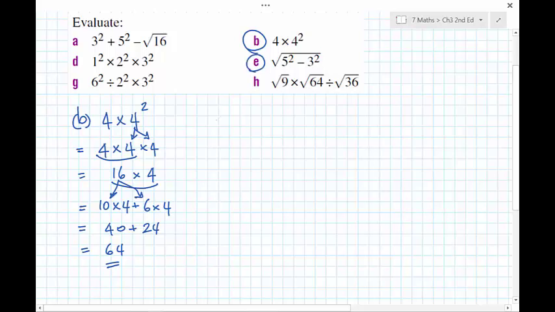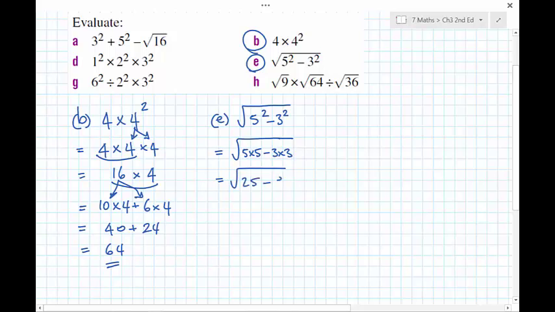Right, so E. So with E, I want the square root of 5 squared take 3 squared. Okay, treat a square root sign as similar to kind of brackets. Everything under that square root sign needs to be done before you can find the square root of it. So what we've really got here is the square root of 5 times 5 take 3 times 3, if we want to think of it that way. Okay, and we can find that's the square root of 25 take 9. Now, if you want to, you can go straight down to this line from above, without having to show this line if you can get away with it. But if you need to, show it.